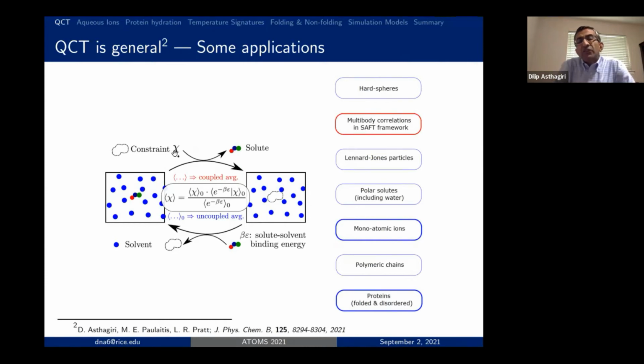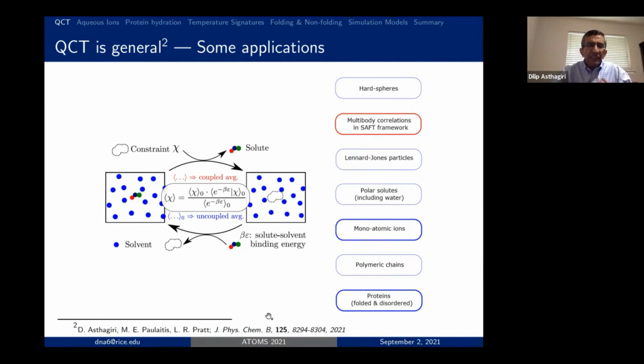All of the relationships that I showed here come from this central relationship, which we call the rule of averages, connecting the value of this constraint or the order parameter in the system where the solute is with the solvent, to the order parameter when the solute is not there. Just for reference, we wrote a perspective on all this, and the reference is given below.